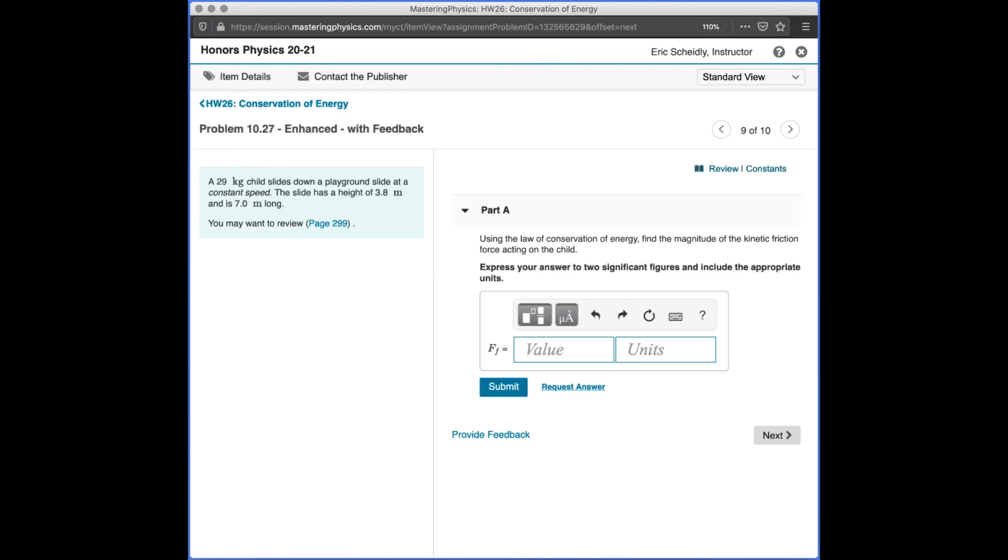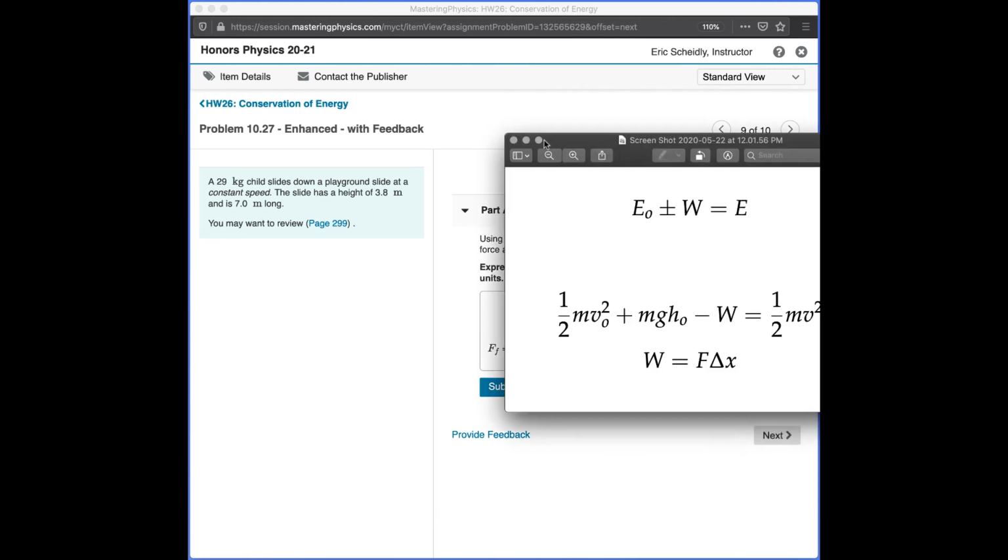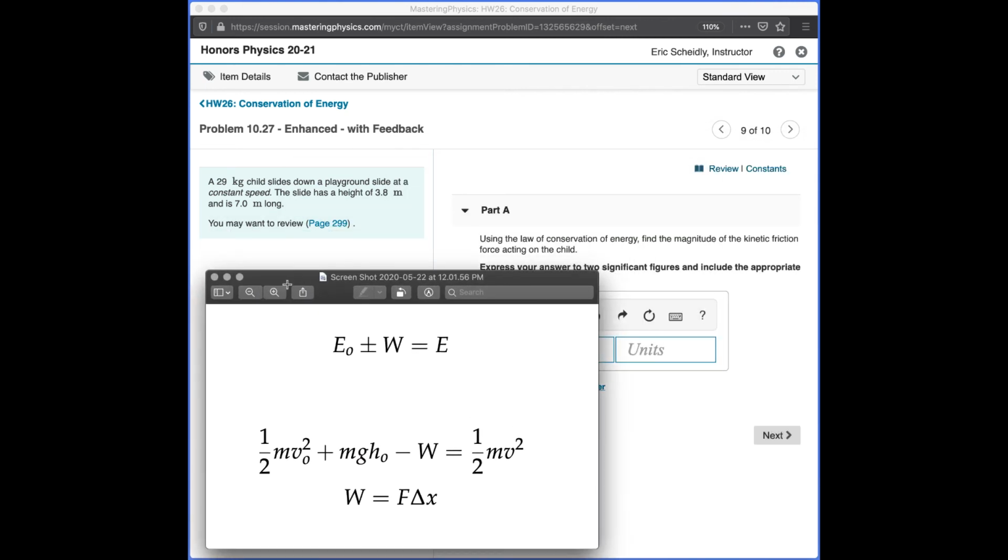Now another child sliding down a playground slide, but this time sliding at constant speed. And we want to find the kinetic friction force acting on the child. So this is how we're going to handle it. The law of conservation of energy. At the top, the child has kinetic energy.